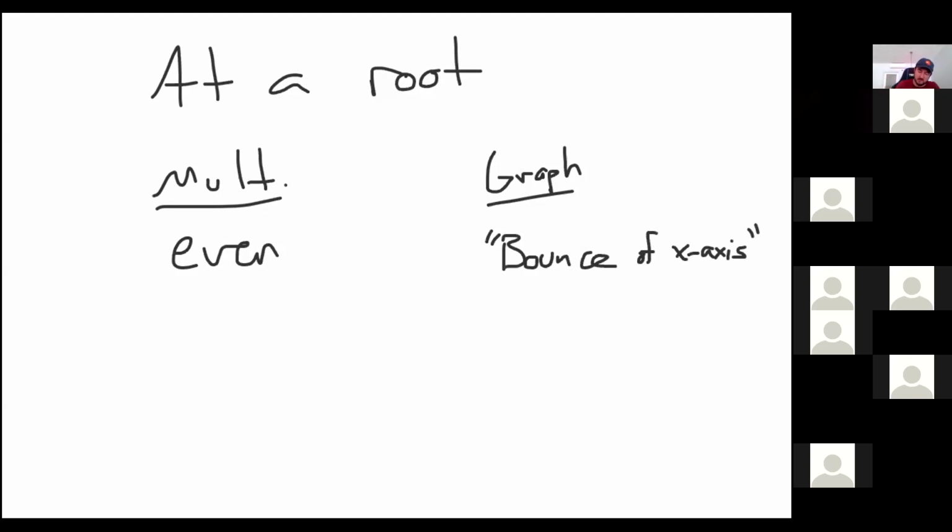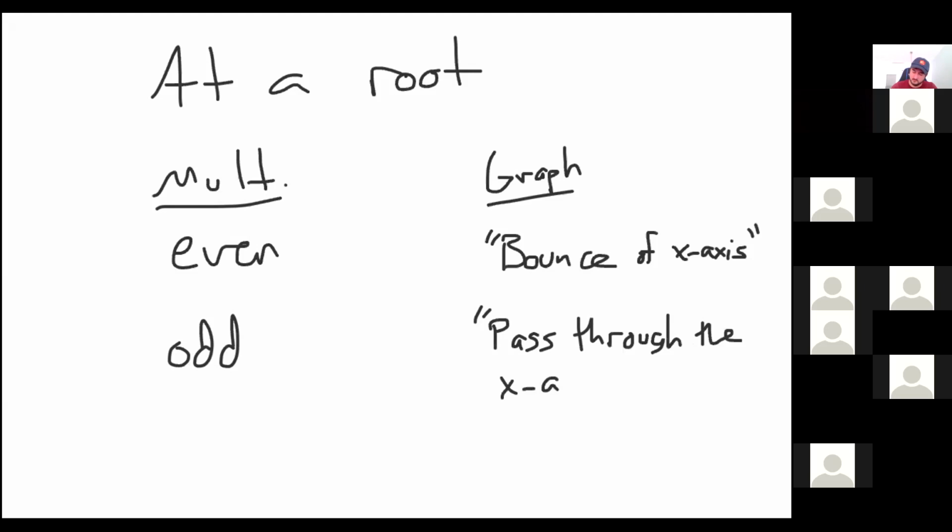If you had an odd multiplicity, what the graph does is pass through the x-axis. It just goes straight through the x-axis. And this is why we care about identifying whether we have an even multiplicity or an odd multiplicity, because that informs what our graph is going to look like around those roots and allows us to sketch those polynomials.